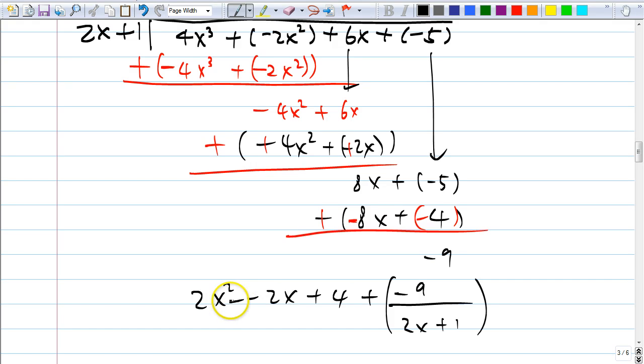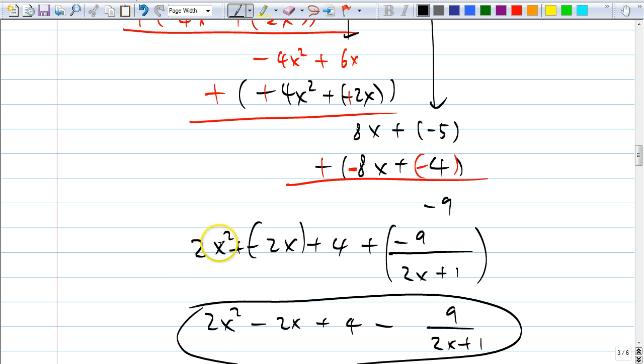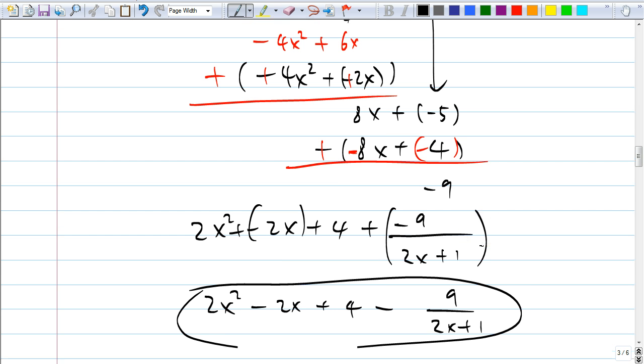At the end, of course, you could simplify. Of course, this is plus negative 2x. So I can simplify this as 2x squared minus, using the definition of subtraction, 2x plus 4 minus 9 over 2x plus 1. At the end, you could simplify and rewrite this using the definition of subtraction. But look, between each of these terms, always addition. Keep that in mind, okay? Are we good? Okay.